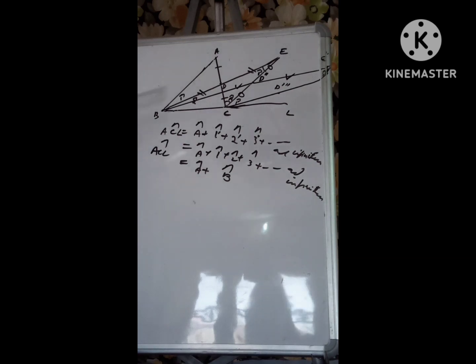So the exterior angle C equals the sum of the two opposite interior angles, angle 1 plus angle B. From which it follows, after a bit of deduction, that the sum of the angles of this triangle is 180 degrees, or two right angles.